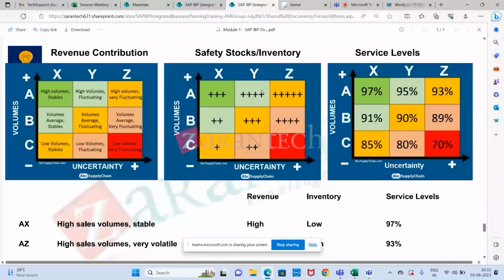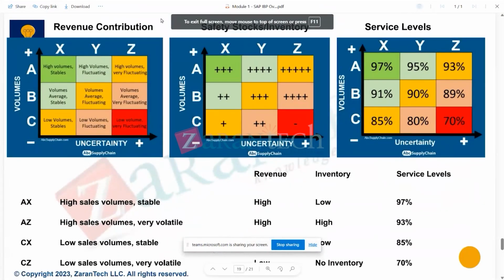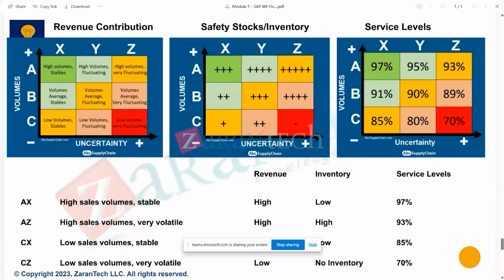At the end of the analysis, you can still do this analysis in an Excel file. If you are not familiar with IBP, of course IBP has the functionality of doing everything automatically, but you can still do it in Excel till the time you do not have the full training on IBP. Okay, so these three boxes are basically the three types of analysis done for the ABC and XYZ category. The first is basically a revenue contributor. Now on the x-axis you see the uncertainty in the demand, that is also called the demand variability. So this is minus and this is plus.